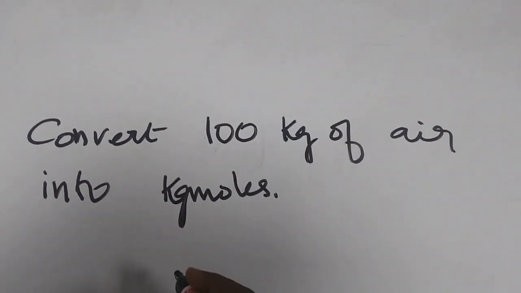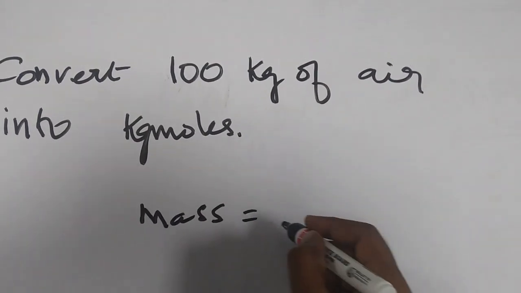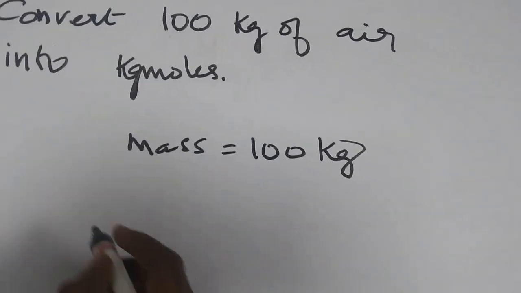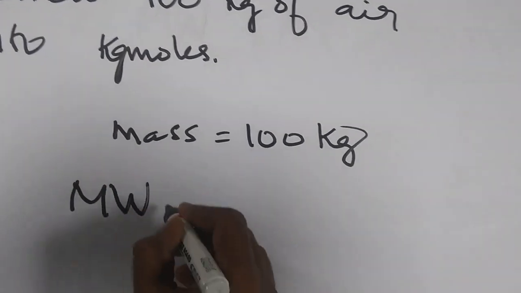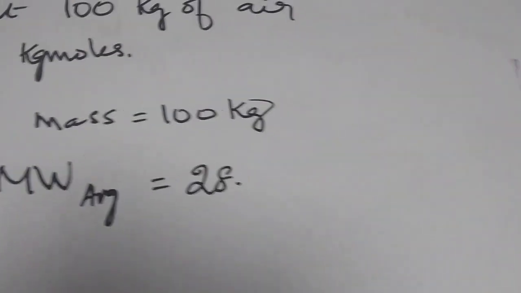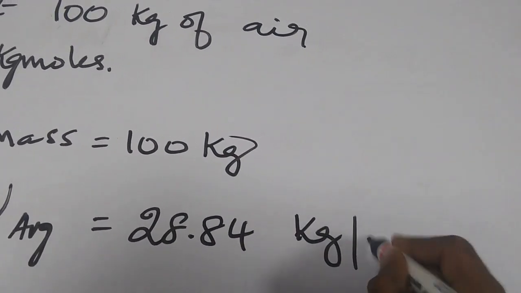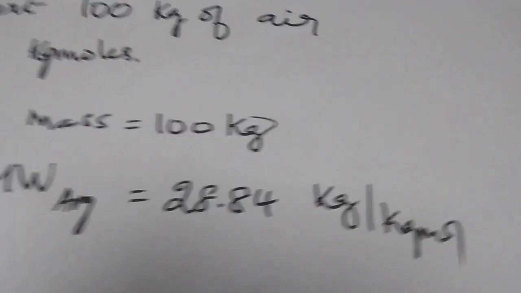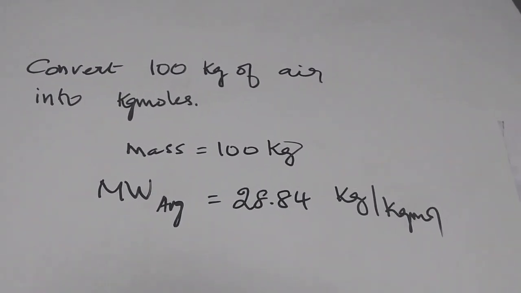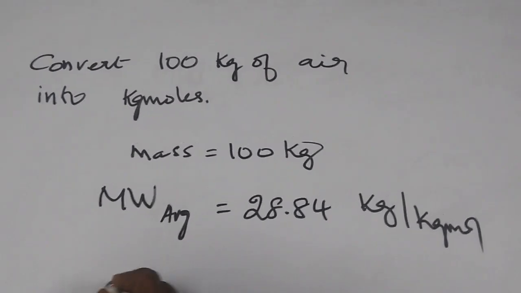How will you proceed? So what is given? Mass is given. Mass equal to 100 kg. What is, we know, the average molecular weight of air? How much? 28.84 kg per kg mole. Okay, so we know the mass of air is 100 kg. Molecular weight of air is 28.84 kg per kg mole. So what is kg moles?